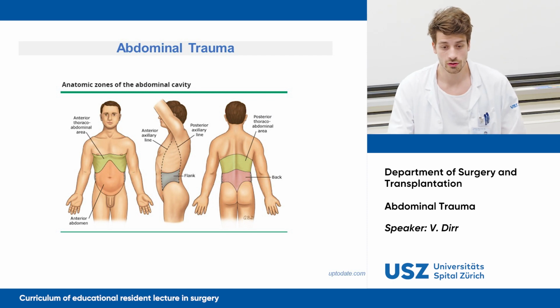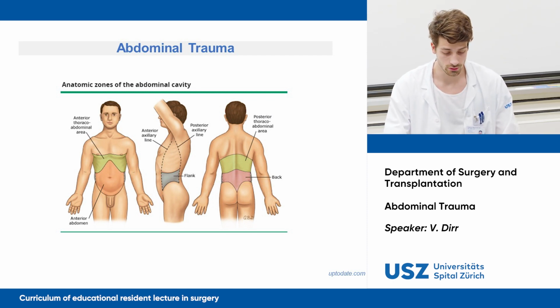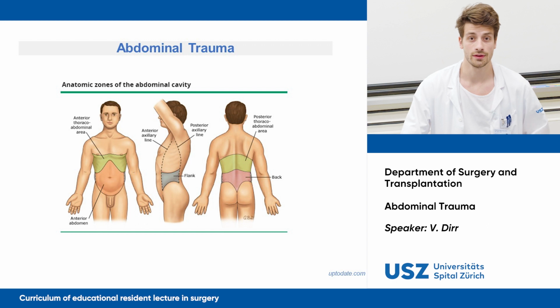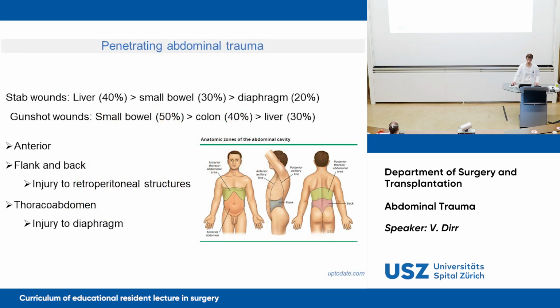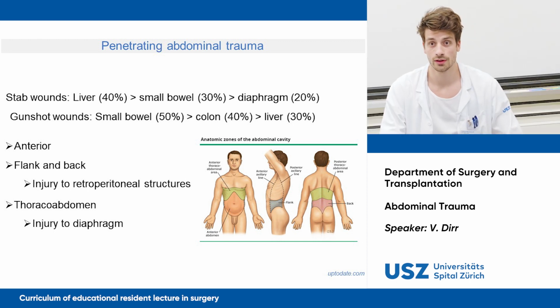The anatomic zones of the abdominal cavity can be divided into the anterior thoracoabdominal, the anterior abdomen, the flank and the back. We can differ between a penetrating abdominal trauma and a blunt abdominal trauma. In case of penetration, stab wounds are the most frequent ones, where liver and the small bowel and diaphragm are frequent organ injuries. Gunshot wounds are not so frequent here in Switzerland. They're more frequent, for example, in the United States of America.